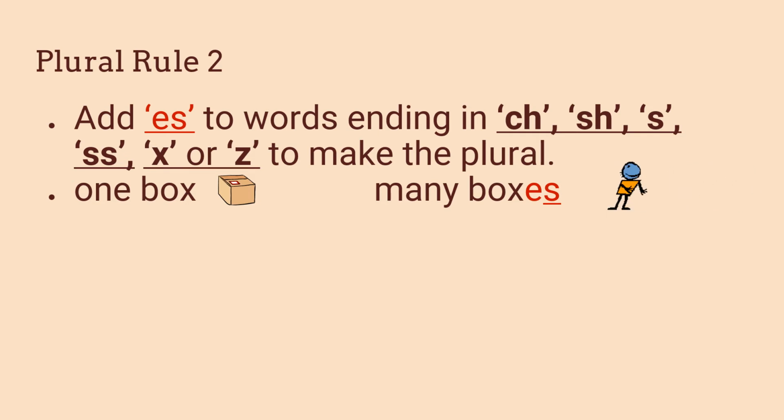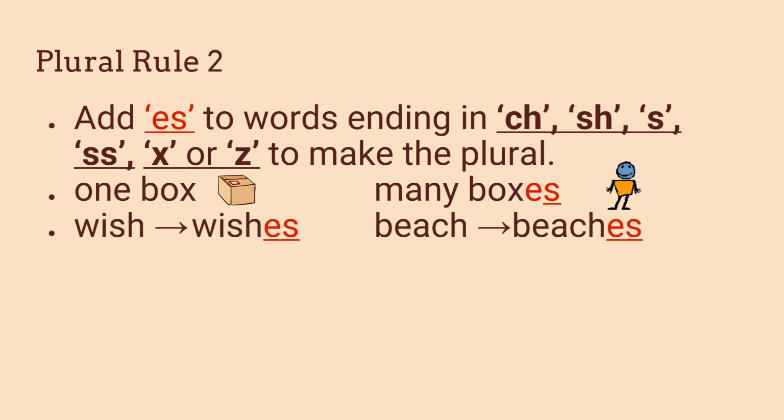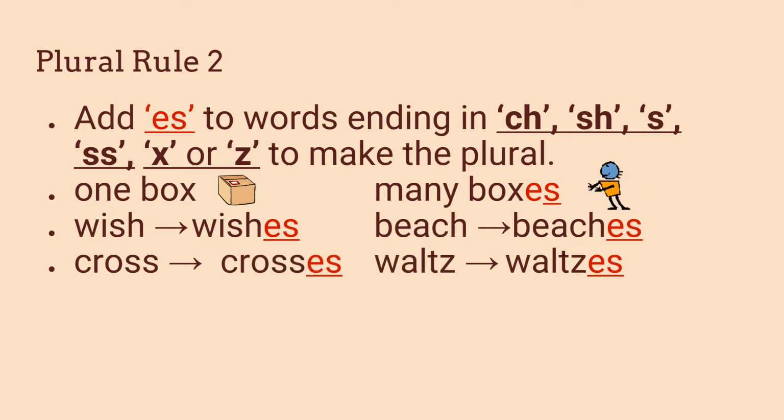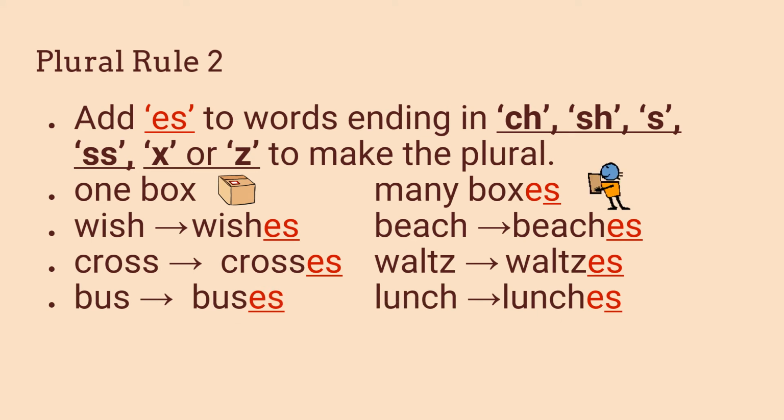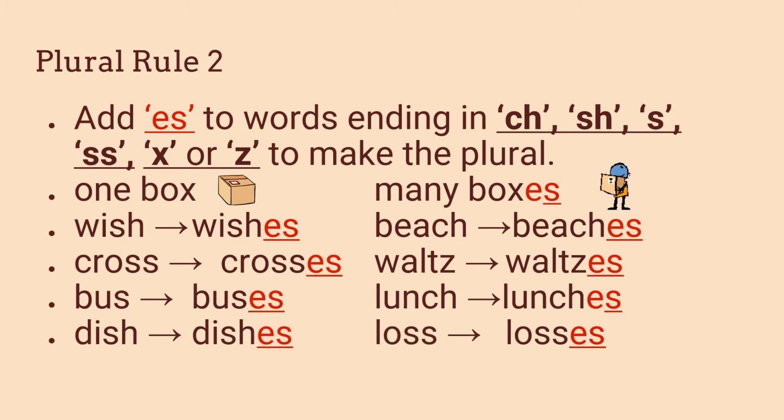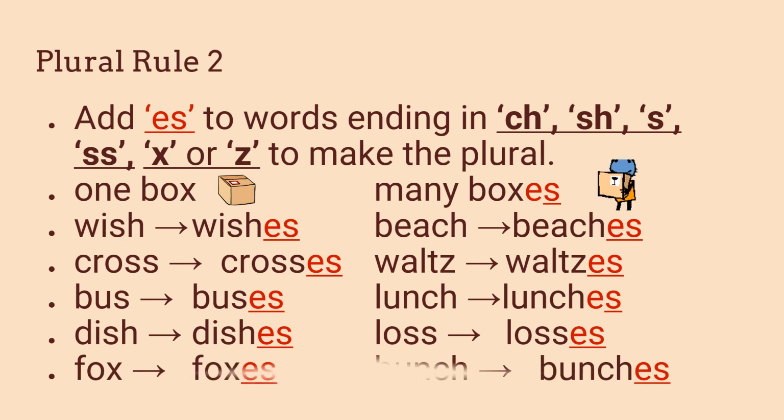Here are other examples. Wish, it ends with sh, so we are going to add es, as well as beach, so we add es: beach, beaches. Cross, it ends with ss, so we add es, so it becomes crosses. Waltz, waltzes; bus, buses; lunch, lunches; dish, dishes; loss, losses; and fox, foxes; bunch, bunches.